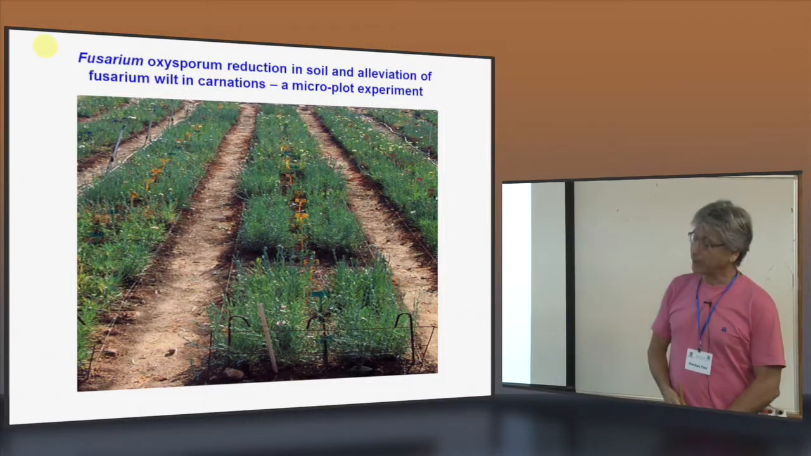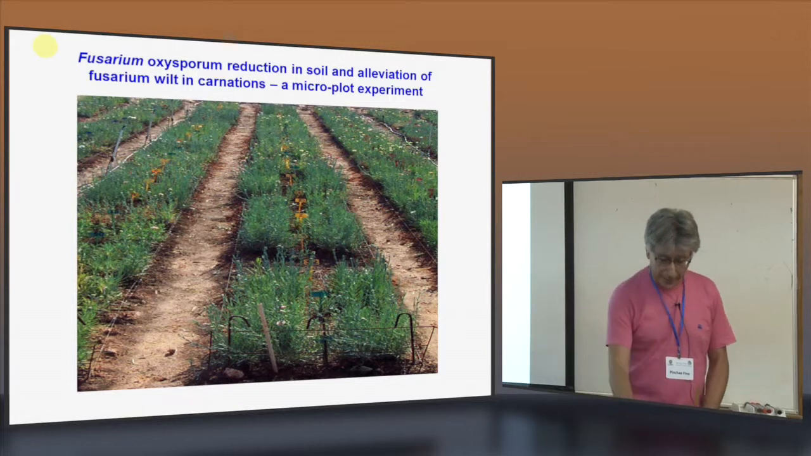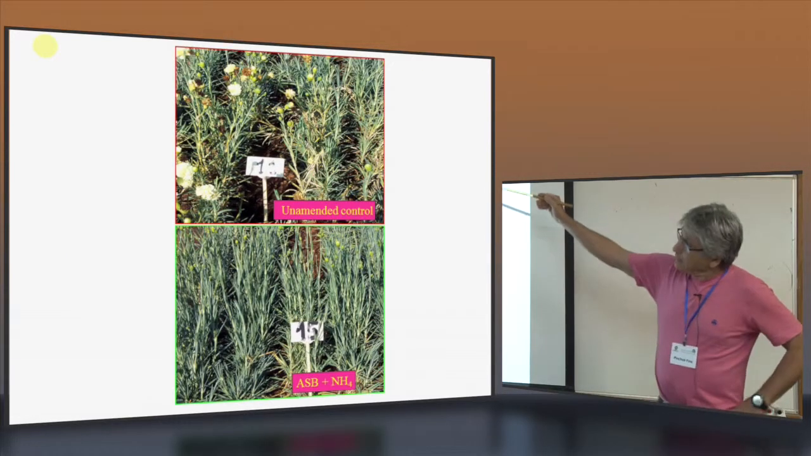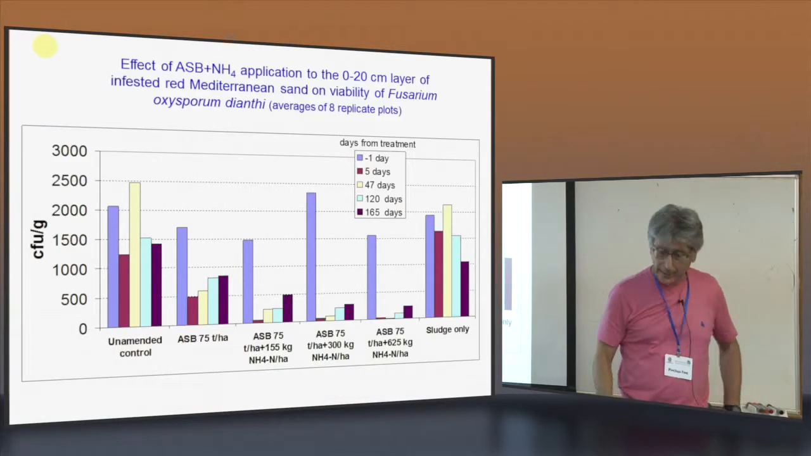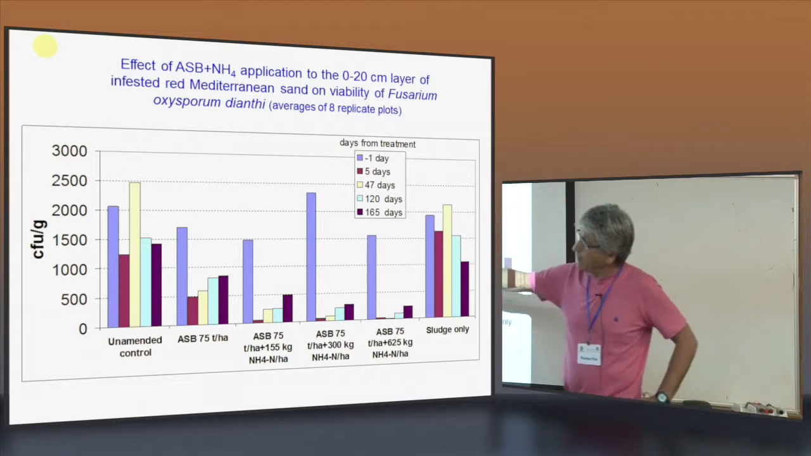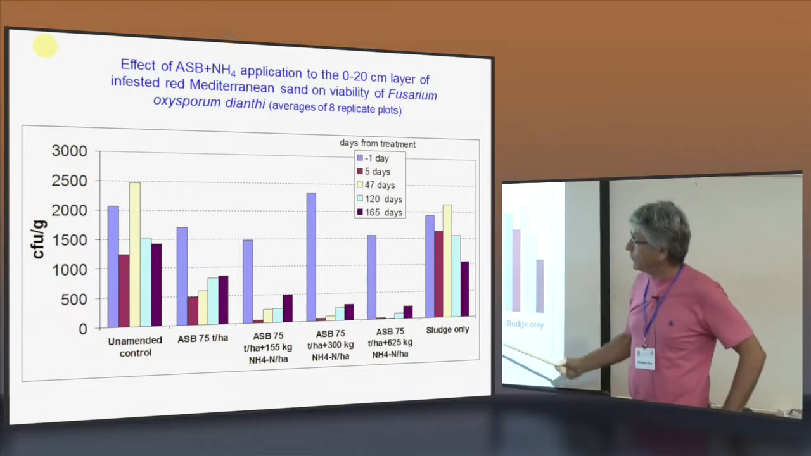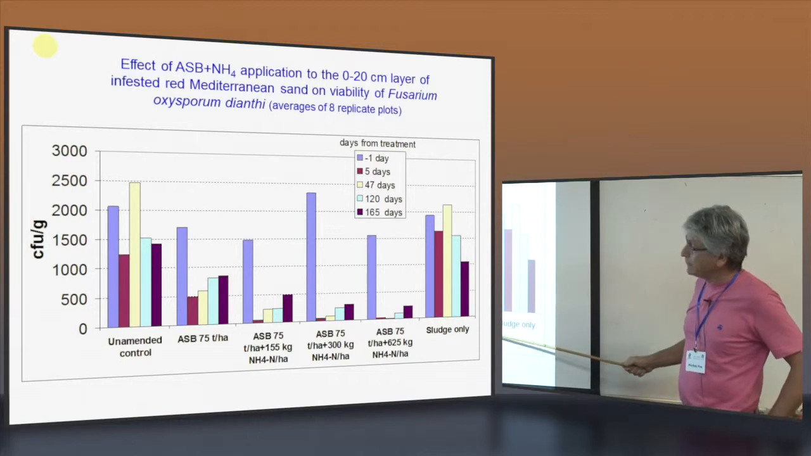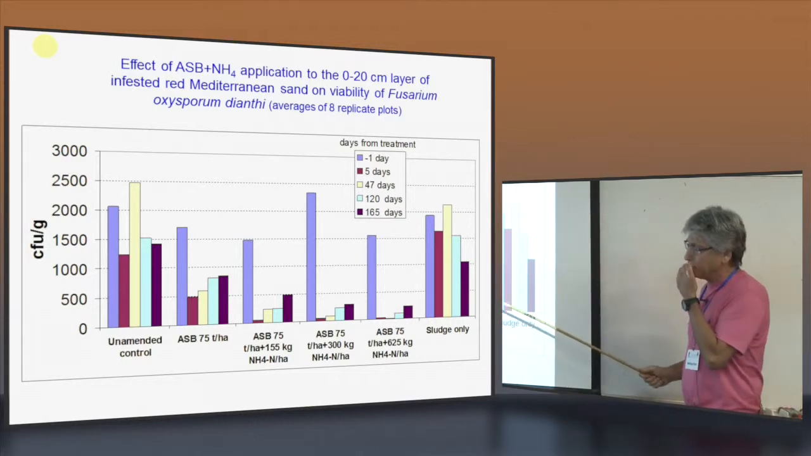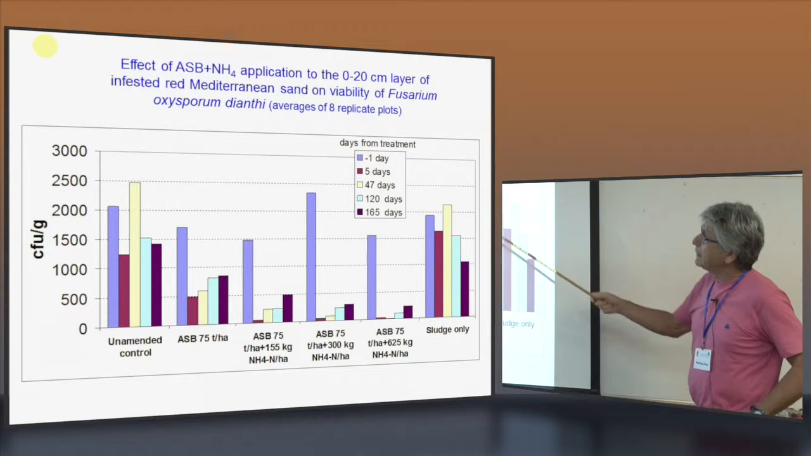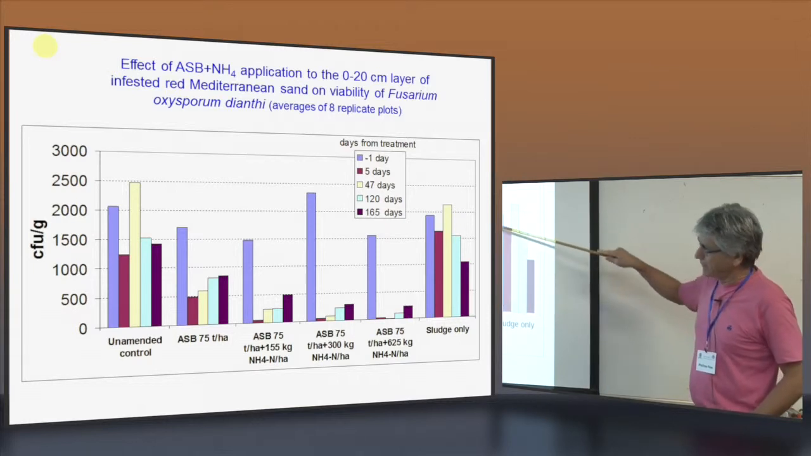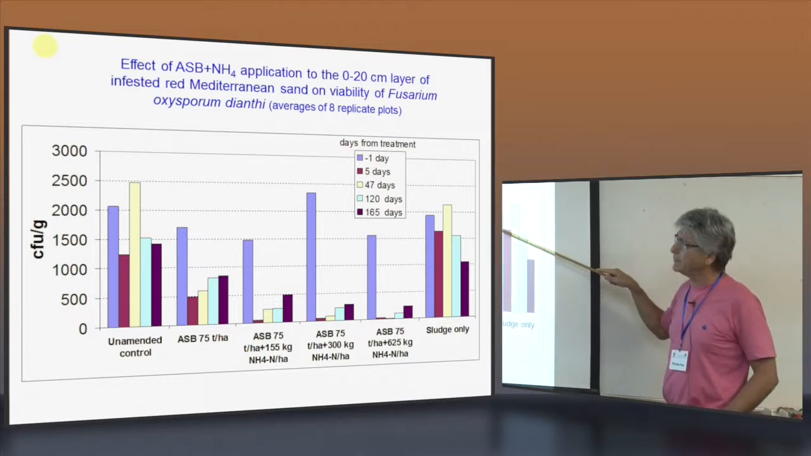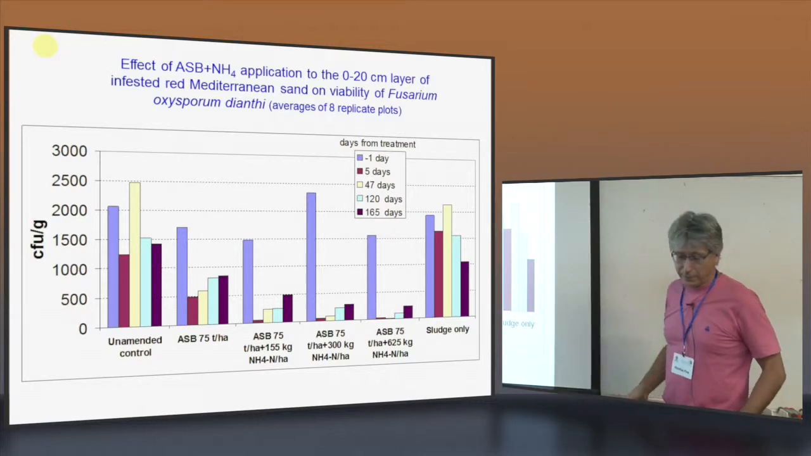Now, what did we achieve in this way? Carnations, for example, which suffer from Fusarium oxysporum dianthi. Untreated, treated. CFU per gram, colony forming units per gram over time. This is with the high treatment. This is the first experiment that we did more than 10 years ago. This is initial CFU, immediately after treatment, and this is after 165 days, almost half a year after treatment, it's still very low.